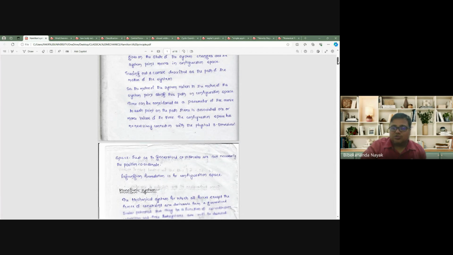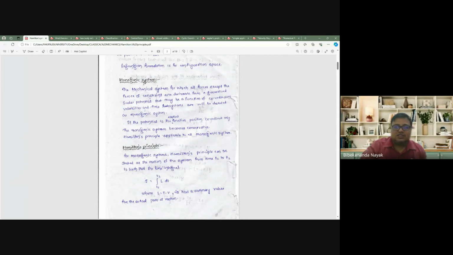What is Hamilton's principle? Another kind of system is the monogenic system. Hamilton's principle is applicable to all monogenic systems, and conservative systems are a limiting case of monogenic systems. In a monogenic system, all forces except the forces of constraint are derived from a generalized scalar potential that may be a function of coordinates, velocity, and time. For a conservative system, forces are derived from a potential which is a function of position only. But for a monogenic system, forces are derived from a scalar function which may be a function of velocity, position, and time.